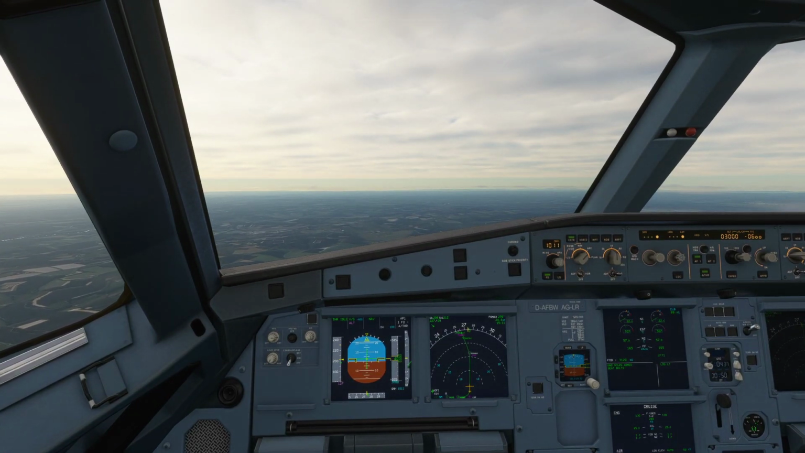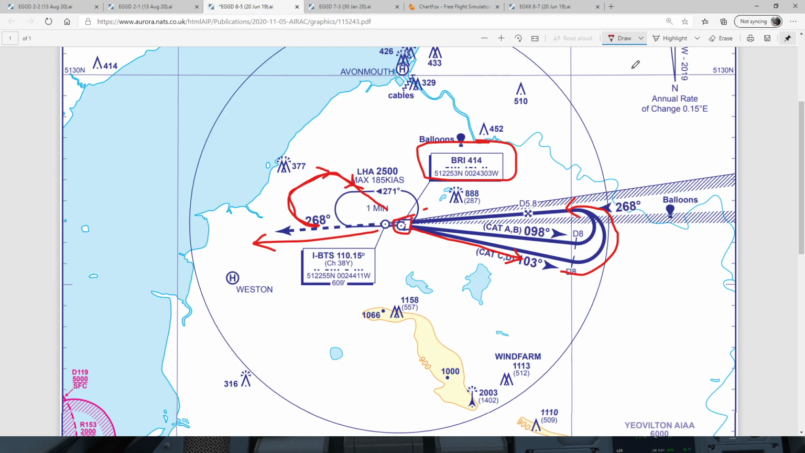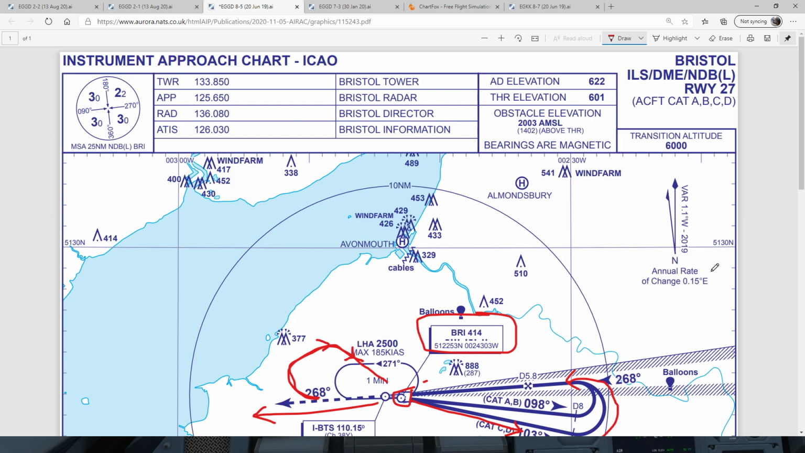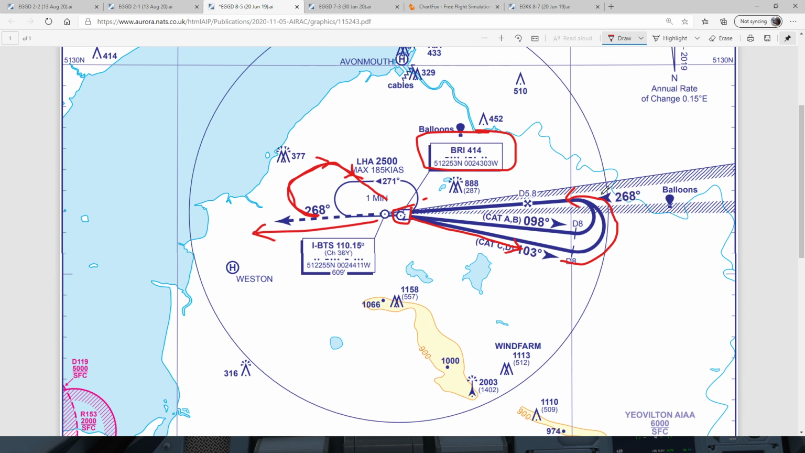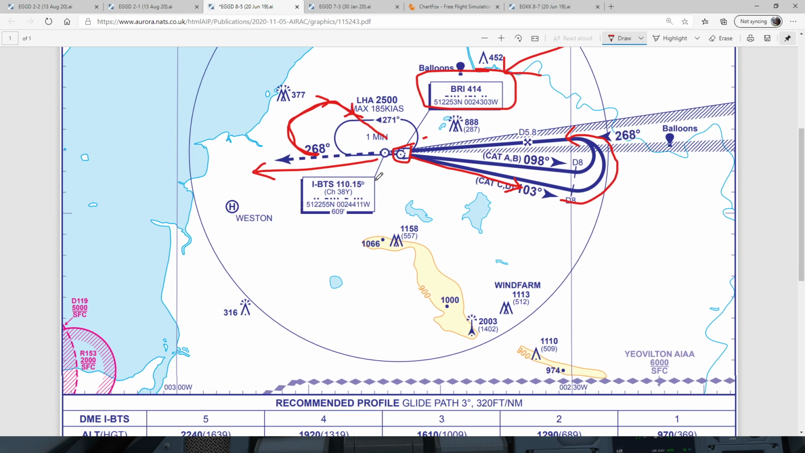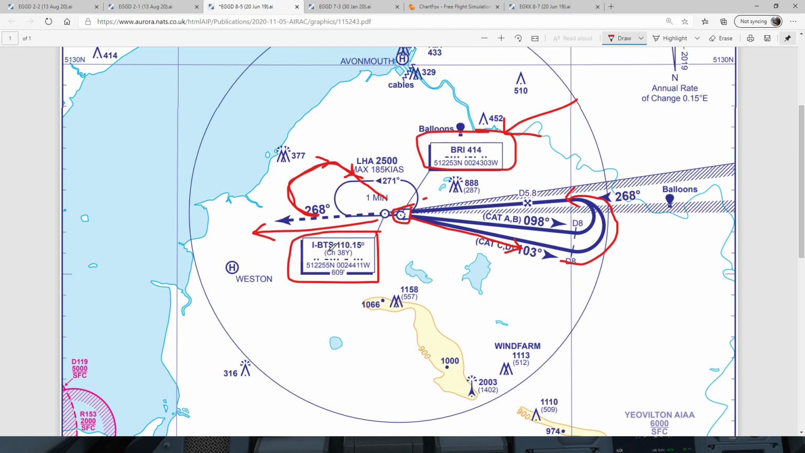So if I share the charts with you guys, these are the approach plates for Bristol Airport, runway 27, which is what we are going to use for the purpose of today. And you can see that arrow I've just drawn, it says BRI 414, and that's the NDB station that we've tuned in. And the ILS frequency is that box that I've just drawn there for you guys, IBTS 110.15. So let's clear all this and have a little look.